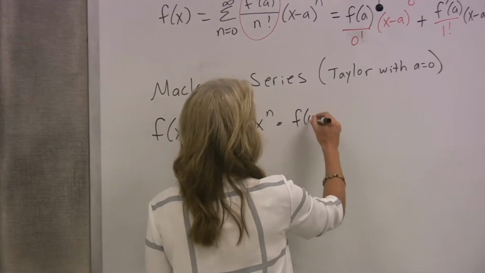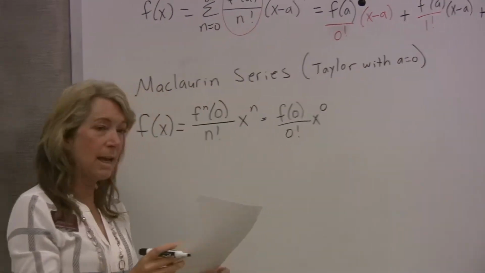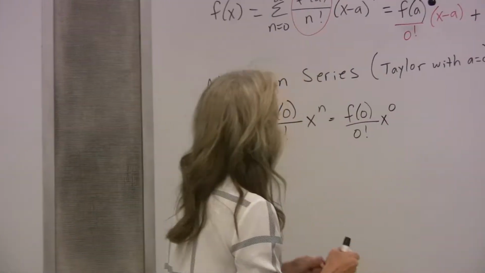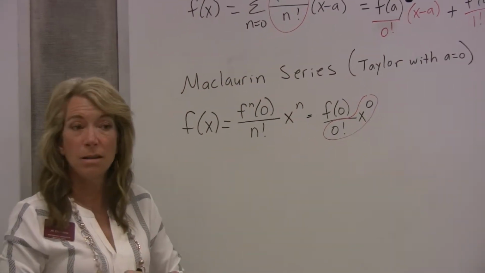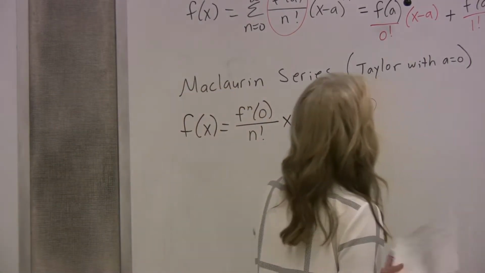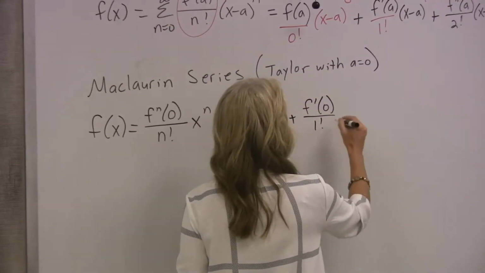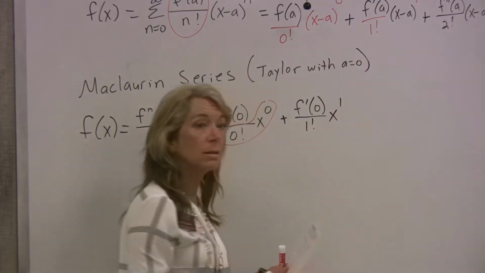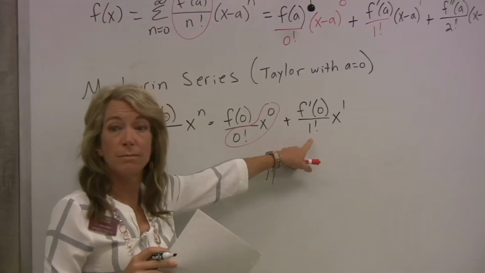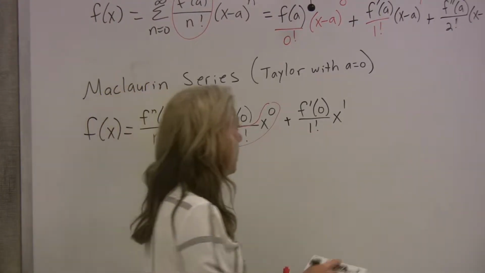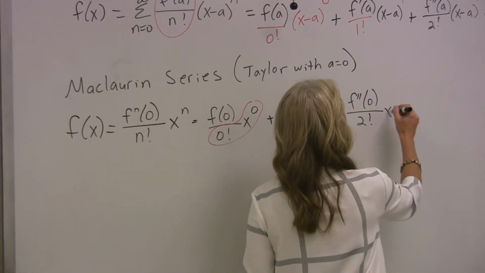It would be the same thing though. It would be f of 0 over 0 factorial x to the 0. Again, I simplified that first one. This part should have been in red. That part simplifies to 1 over 1 again. And then the first derivative at 0, 1 factorial x to the 1. Again, notice in your notes, that part's already simplified. And then we keep going. Second derivative at 0, 2 factorial x squared.